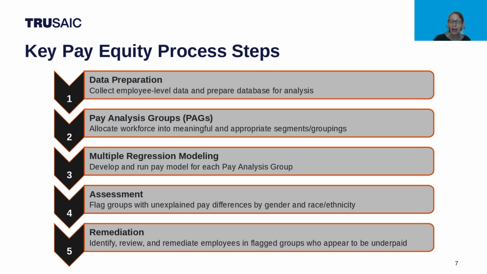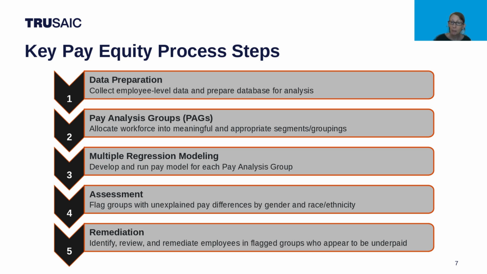And then lastly, we have the remediation phase. During the remediation phase, this is where you'll identify and review employees in those flagged groups. So in the assessment phase, we flagged groups where we are seeing some sort of issue perhaps related to some sort of inequity based on gender or race or ethnicity or some other protected demographic characteristic. And now you're going to actually be doing some remediating in those groups. So you're going to identify and review employees in these flagged groups who appear to be underpaid and make decisions around pay adjustments for them.